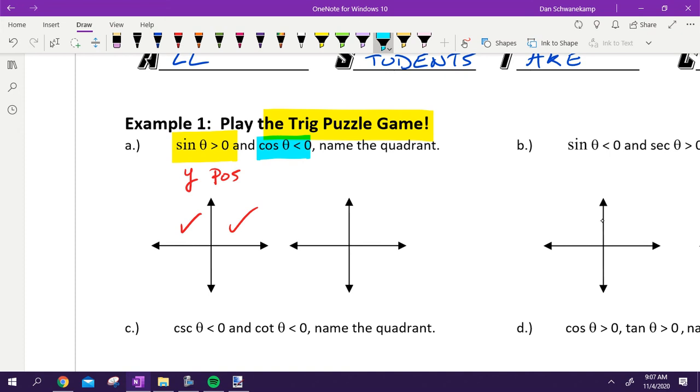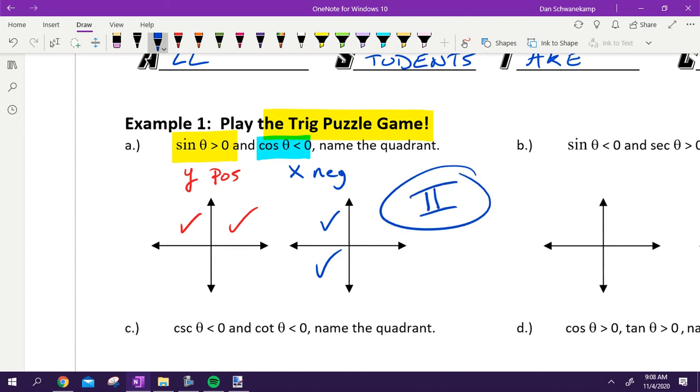Here's the second clue. Cosine is less than 0. What does cosine mean? X over r, so it's just x is negative. Which direction are we going if x is negative? Left. Which quadrant is true for both the first clue and the second clue? 2. The answer to the mystery game is quadrant 2. Makes sense as to what we're doing. It's simple, but it's different.